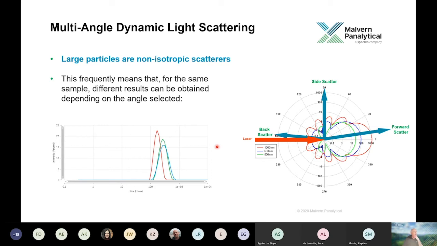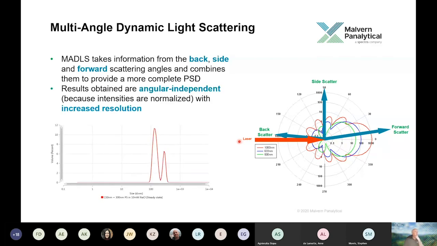Okay, now what we've done with MADLS, we combine the correlation function information obtained at the three angles into one. And we end up now with a unified angular independent distribution with increased resolution. The reason it's increased resolution is we've now got information obtained at different angles. And this allows us to reduce the smoothing we apply in the analysis. And as a consequence of that, we increase the resolution.